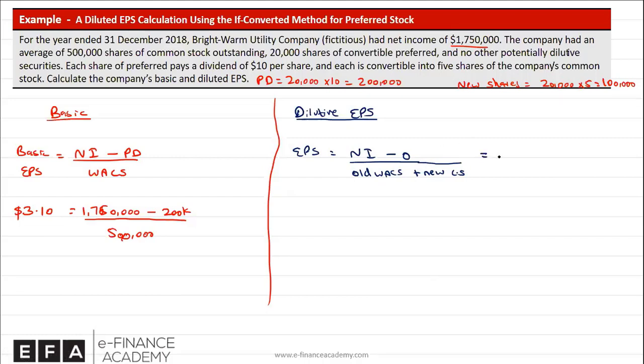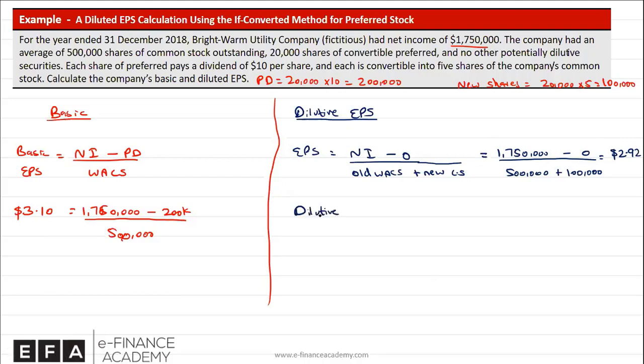All right, net income is given to us as 1.75 million minus 0, no more preferred dividend, divided by the old shares, which were 500,000, plus 100,000. Those are the new shares which we have already found. And again, the ratio is quite simple. One preferred share is giving you 5, so 20,000 will give you 20,000 times 5. And the answer we get is 2.92. As you can see, it is dilutive, meaning on paper, if we convert the convertible preferred stock, then it is actually dilutive. And on the face of the income statement, both basic earnings per share and diluted earnings per share would actually be reported.